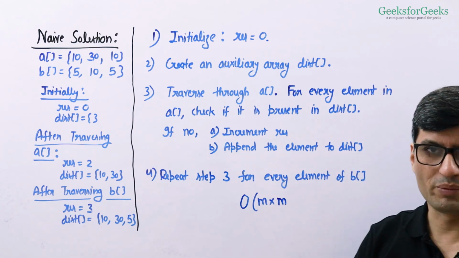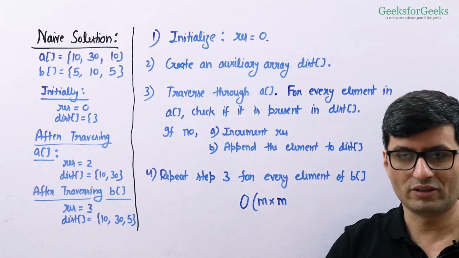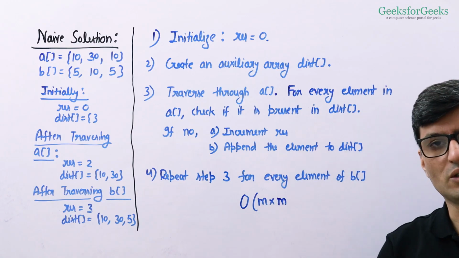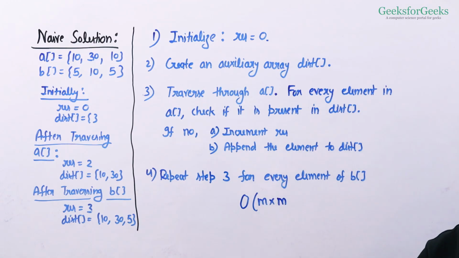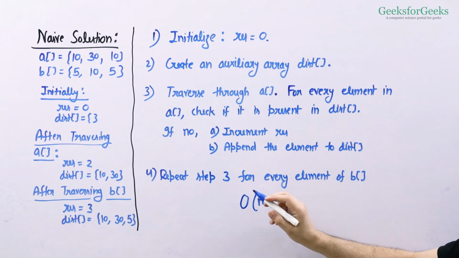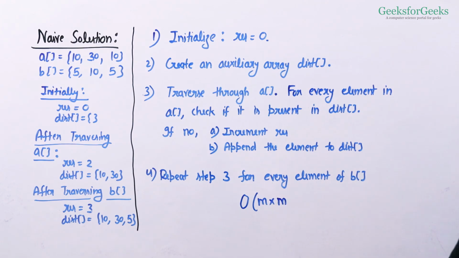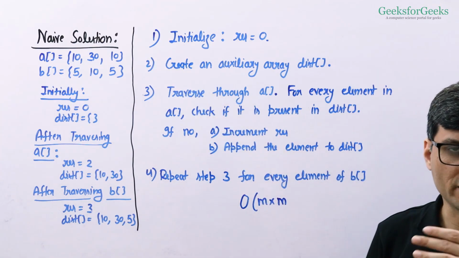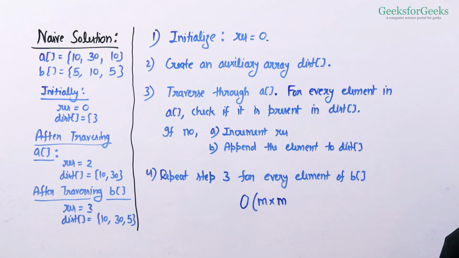See, initially there would not be anything. For the first element, you will not traverse distinct. For the second element, you might have to traverse once. So it's something of m into m plus 1 by 2 kind of thing, right? Which is big O of m square. Now, in step 3, what happens is we have m elements already. m is the size of array A, right? n is the size of array B. And we traverse through array B.